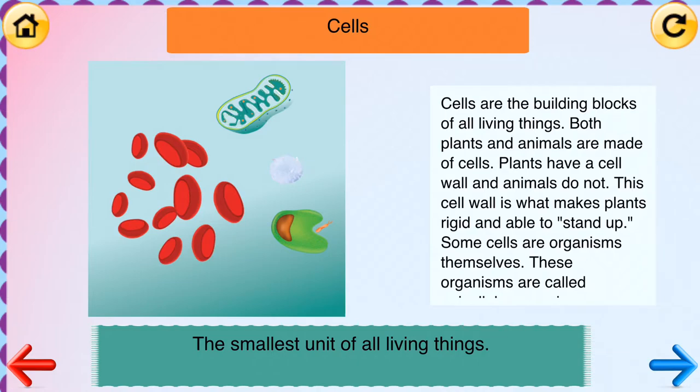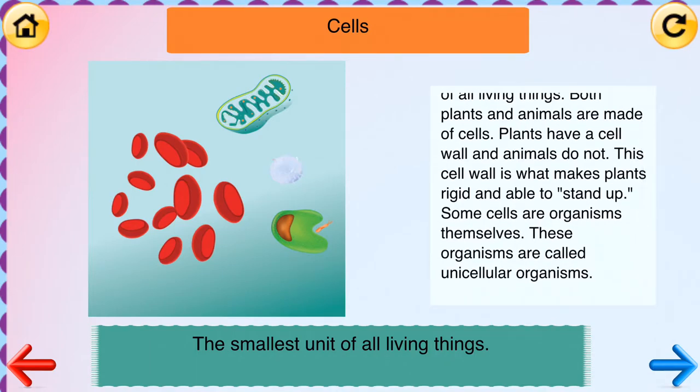Cells, the smallest unit of all living things. Cells are the building blocks of all living things. Both plants and animals are made of cells. Plants have a cell wall and animals do not. This cell wall is what makes plants rigid and able to stand up. Some cells are organisms themselves. These organisms are called unicellular organisms.